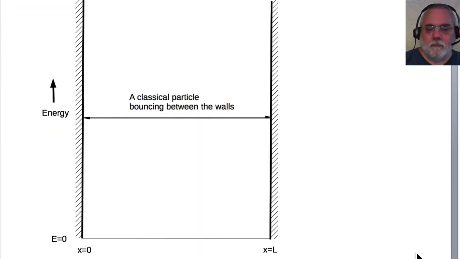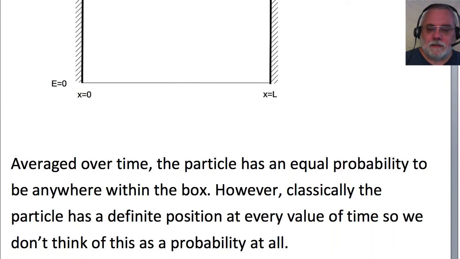So here's a diagram, position and energy, for a particle that has some kinetic energy. It has a definite value of kinetic energy at all times. It might be traveling to the left at some time, traveling to the right at another time, but it always has the same amount of kinetic energy for all time, for a classical particle. Averaged over time, the particle has an equal probability to be anywhere within the box. However, classically, the particle has a definite position at every value of time, so we don't think of its position as a probability at all because it's definite. We can determine its position at any time.